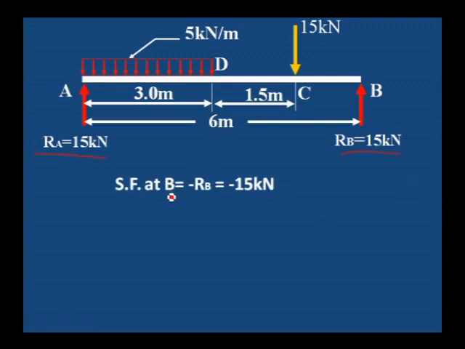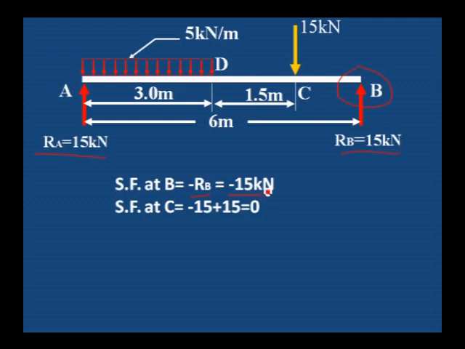Shear force at B point. Only one vertical force is acting, that is RB. We consider it as minus 15 kilonewton because upward force we consider as negative and downward force as positive. Here 15 kilonewton is the shear force at B.